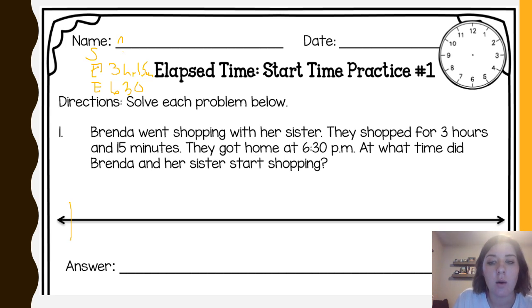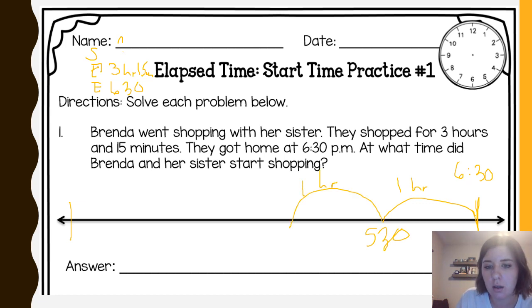Okay, what I'm going to do is put 6:30, my end time, at the end of my timeline, and I'm going to be counting backwards, taking away time until I've taken away 3 hours and 15 minutes. So let's start by taking away an hour at a time. If I take away 1 hour, my new time, 6:30 minus 1 hour, is going to be 5:30. Then I take away another hour. Now 5:30 minus an hour is going to be 4:30. Now I'm taking away another hour.